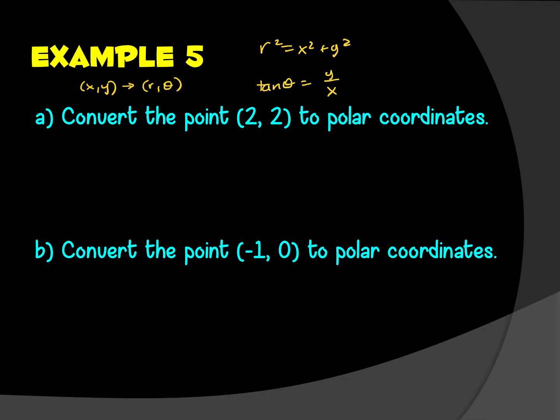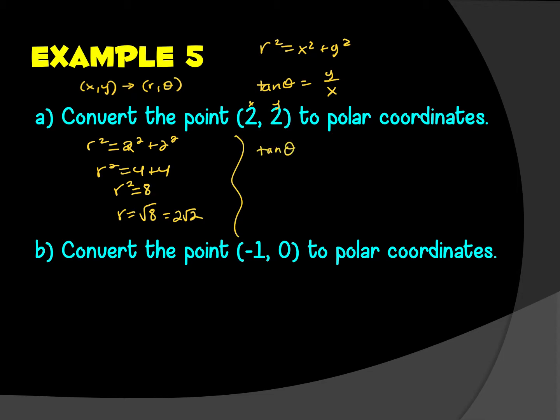So convert the point 2, 2 to polar coordinates. This is my x and my y. So r squared would equal the square root of 2 squared. Well, let me do that in 2 steps. R squared would equal 2 squared plus 2 squared. R squared would equal 4 plus 4. R squared would equal 8. And r would equal the square root of 8, which is 2 root 2. So that's the r part. And then we have to find theta.